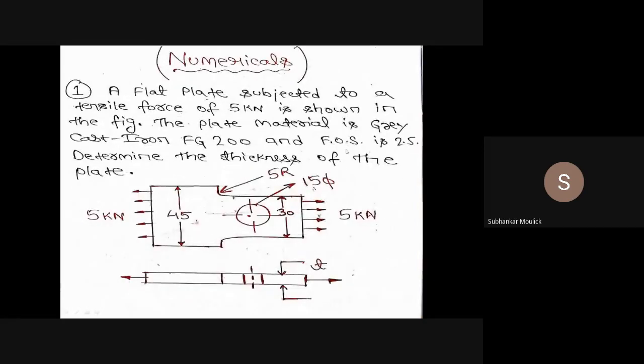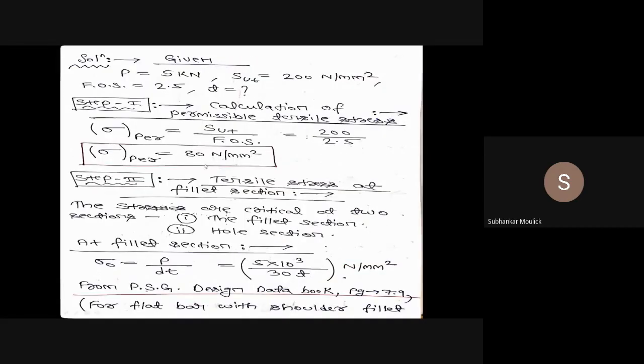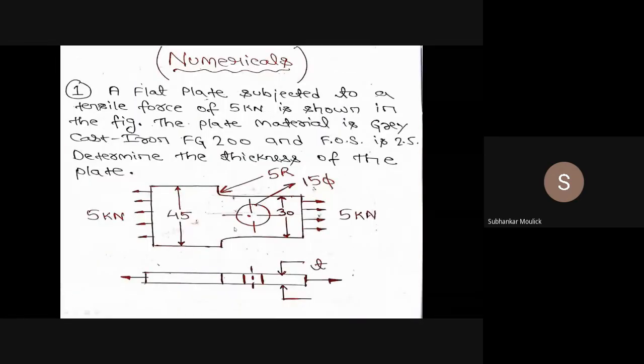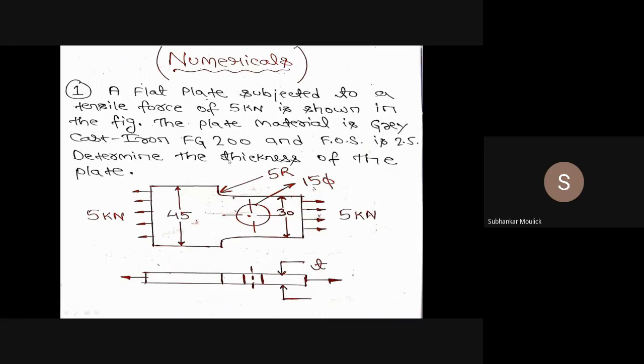Factor of safety is also given to you, which is 2.5. So what do I need to determine? I need to determine the thickness of the plate. So what is the very first step of the problem? The very first step is calculation of the permissible stress of the problem. Maximum permissible tensile stress that this entire body can withstand is how much?